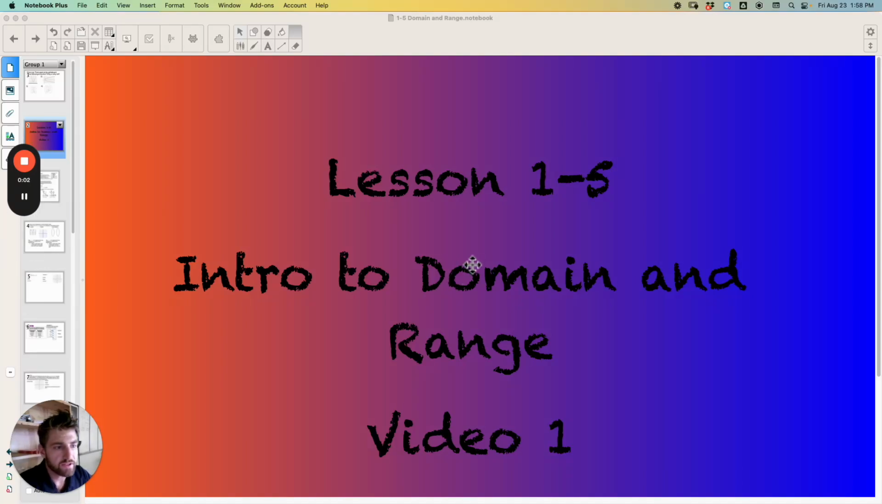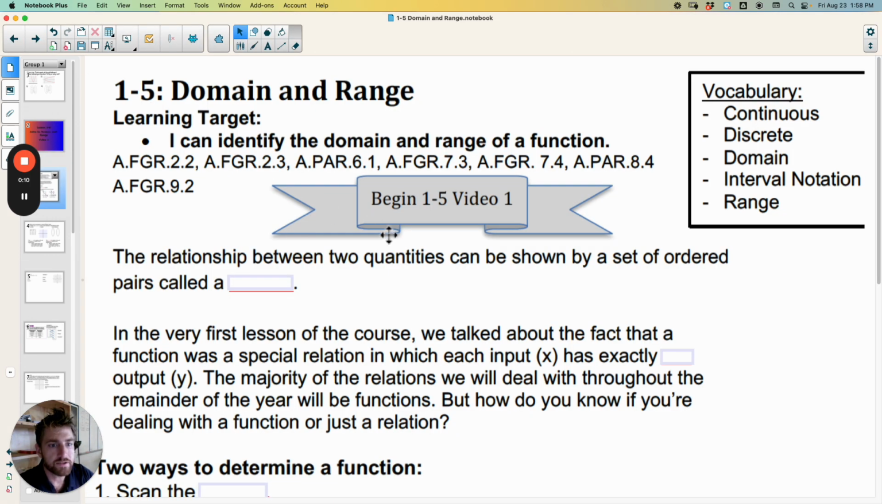Welcome to lesson 1-5, video 1, and this is introducing domain and range. Alright, so our learning target here is that we can identify the domain and the range of a function.